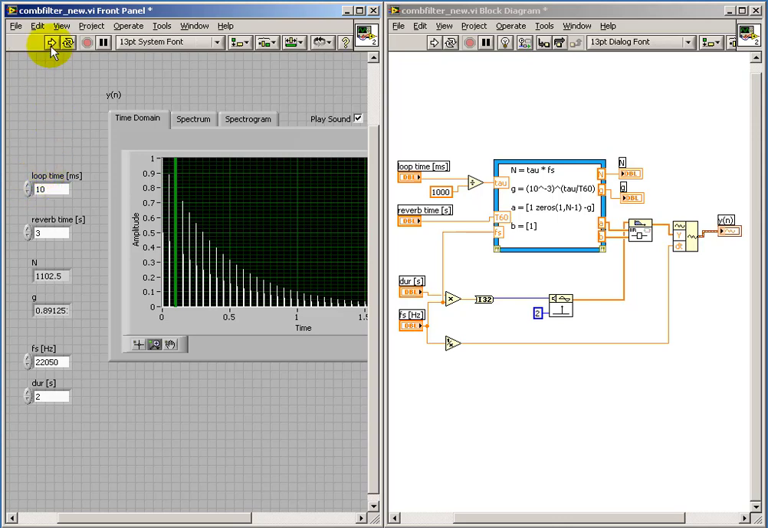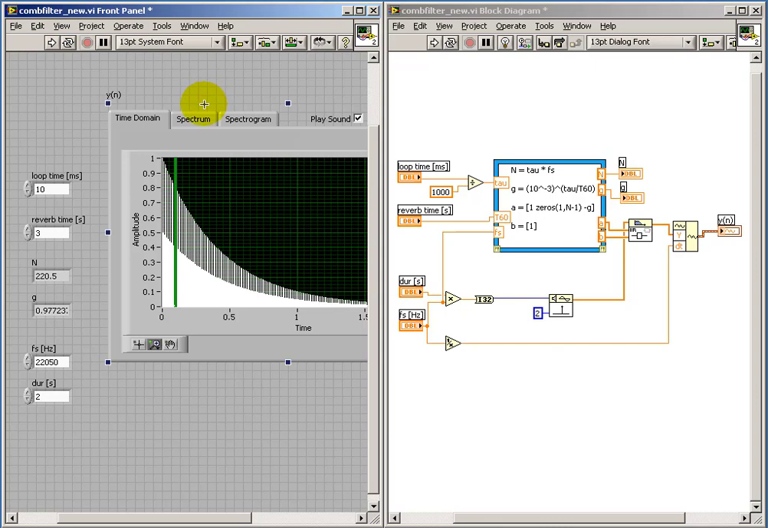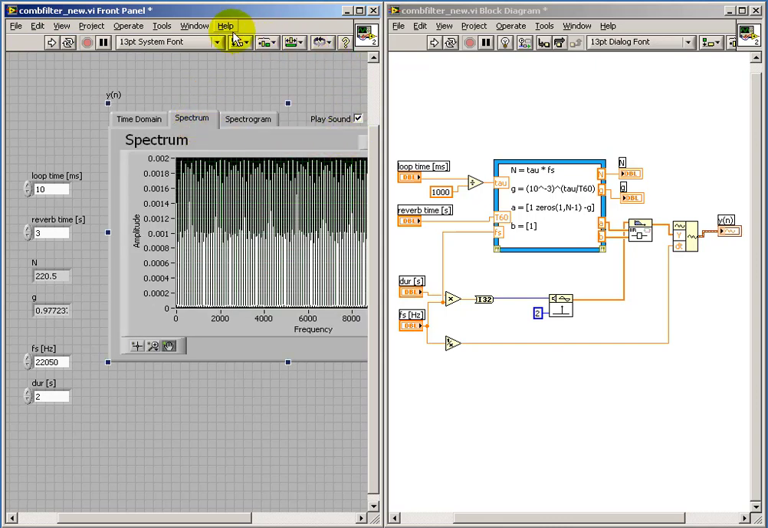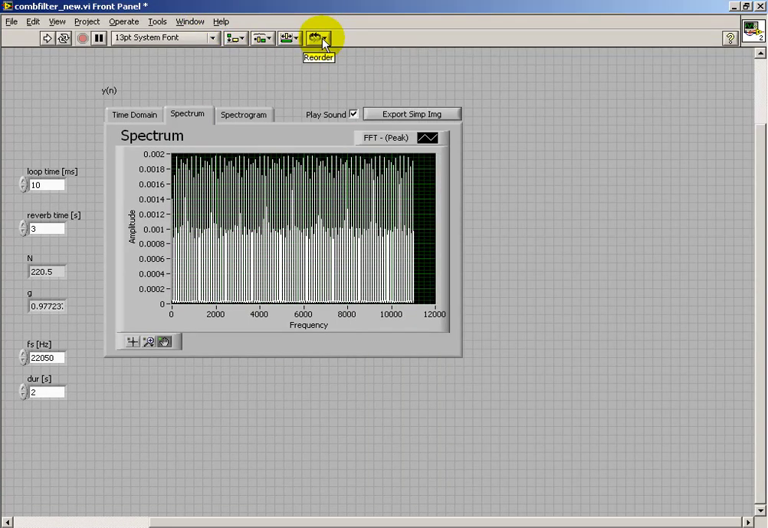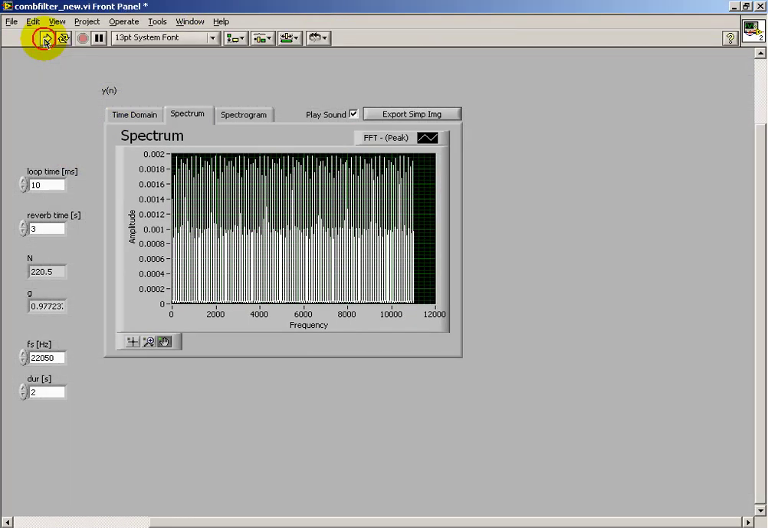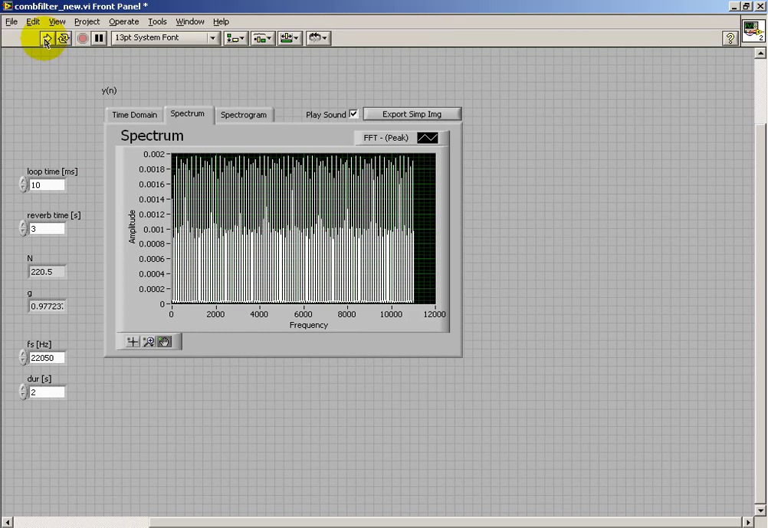Now for really short loop times, it stops sounding like distinct impulses, but actually starts sounding like a pitch. And this is where the triple display comes in handy, because we can quickly look at the spectrum of the signal. Alright, so we're seeing a whole series of spikes in the spectrum display.